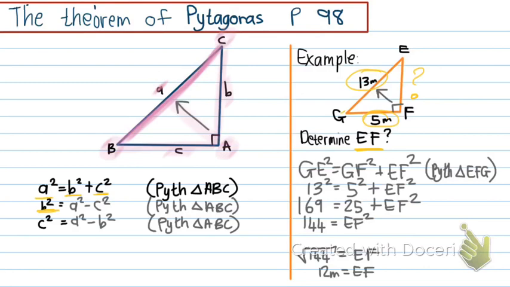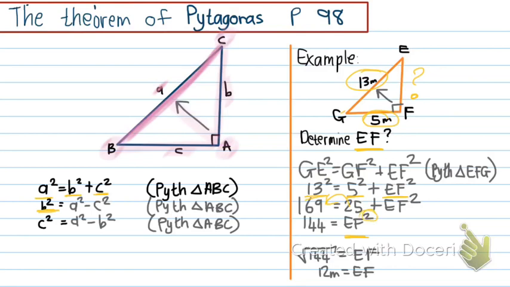I'm going to say, in Pythagoras, I know the hypotenuse squared is equal to the other two sides squared and added. Okay, now I'm going to say GE is 13, so 13 squared is equal to 5 squared plus EF squared. Okay, now I'm going to subtract the 25 on the other side. 13 squared is 169, 5 squared is 25. Subtract the 25 on the other side to get EF alone, then I get 144.